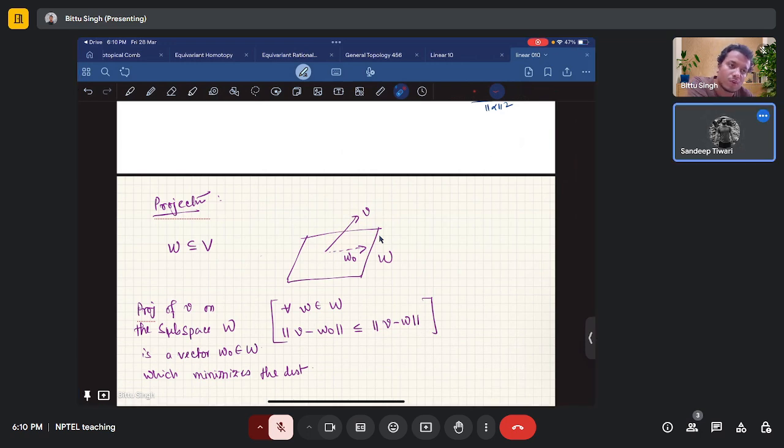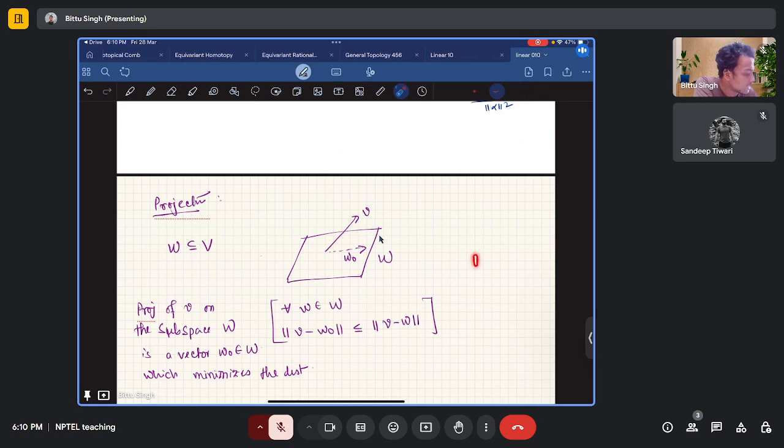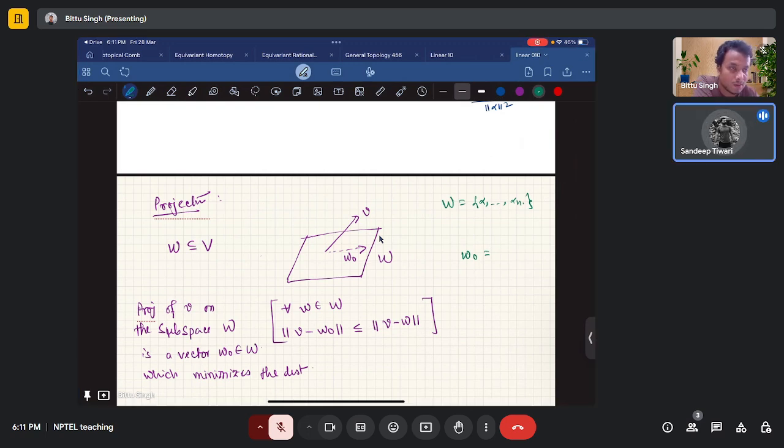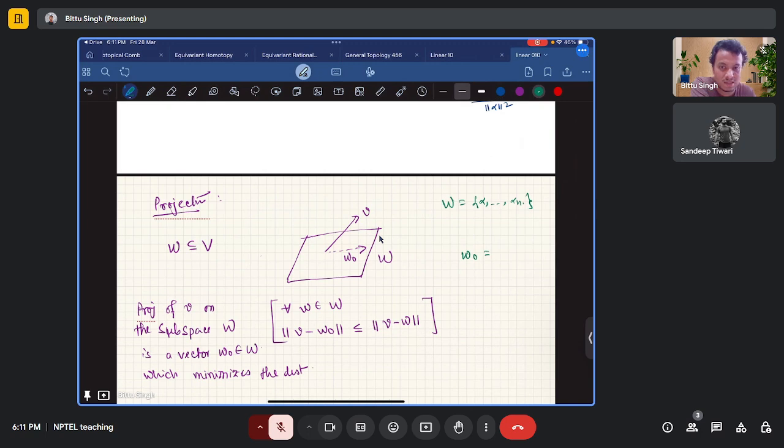Okay, so we can find this W0 explicitly. Suppose W is generated by vectors alpha 1 up to alpha n, n dimensional. Then W0. Sir, for projection, we need some direction, right? Yes, I am explicitly mentioning. So W0 has some direction.